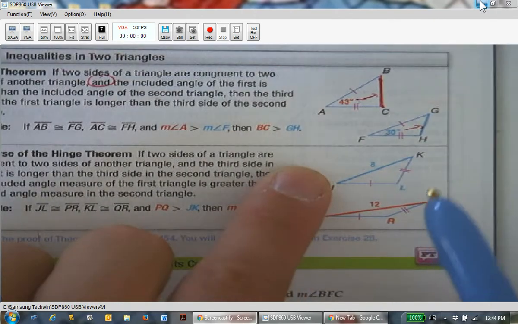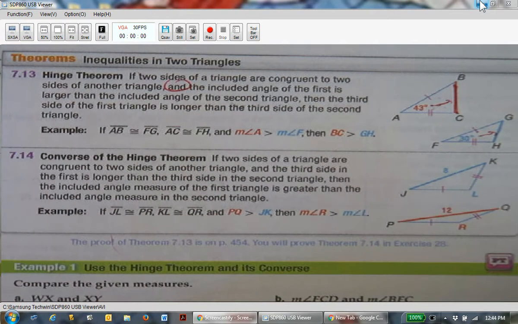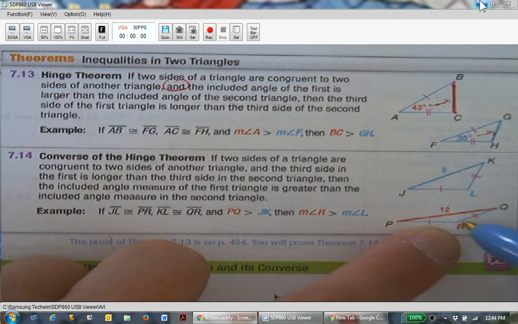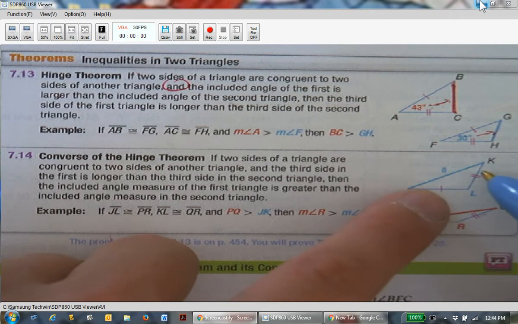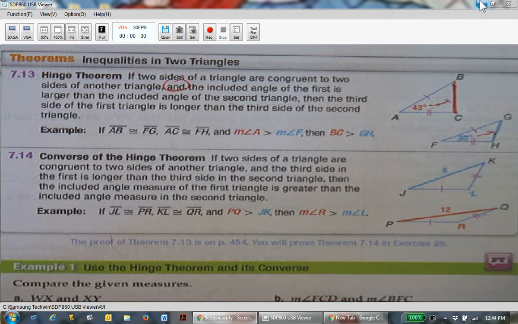This is the opposite of the Hinge theorem down here. This is called the converse of the Hinge theorem, right? It's saying almost the same thing. However, look at here. PQ and JK. If you look closely, these two triangles have two similar sides as well. KL and QR are the same, and JL and PR are the same. But who's bigger, PQ or JK? Well, PQ is. PQ has the bigger side.